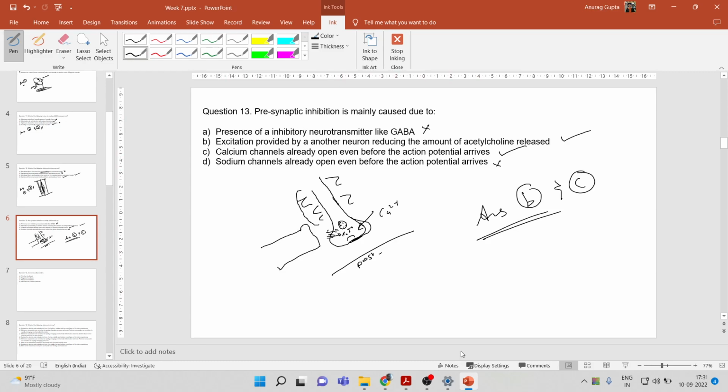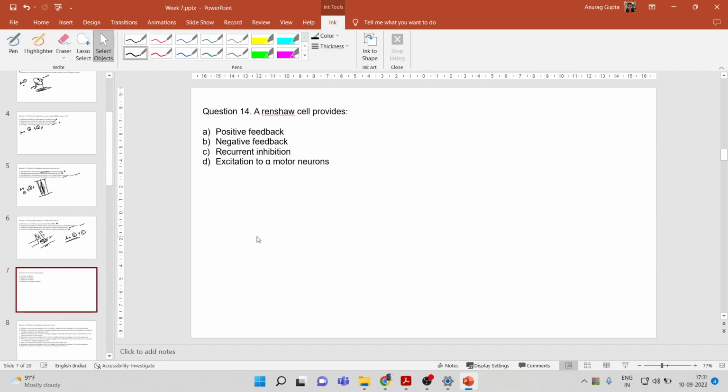Okay. So moving on to the next question. A Renshaw cell provides: A, positive feedback; B, negative feedback; C, recurrent inhibition; or D, excitation to alpha motor neurons. So I'll give you guys 30 seconds again, and then you can answer this. We'll discuss this.